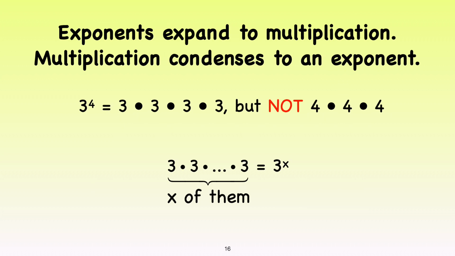A similar thing happens with exponents and multiplication. Exponents spread out to multiplication. A condensed way of writing multiplication is to use an exponent. In the case of an exponent, we mean the base should be multiplied to itself, and the exponent tells us how many times. Check with a calculator. 3 raised to the fourth power is not the same as 4 raised to the third power.